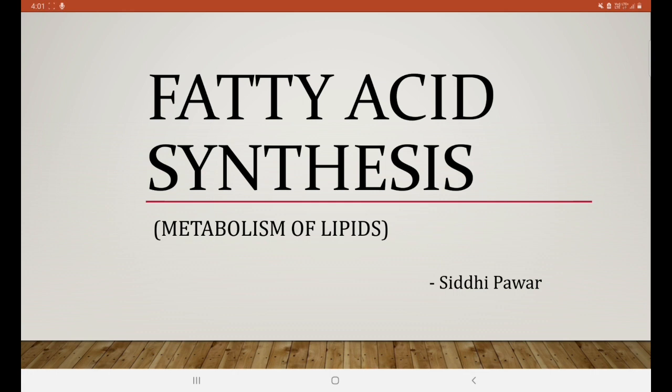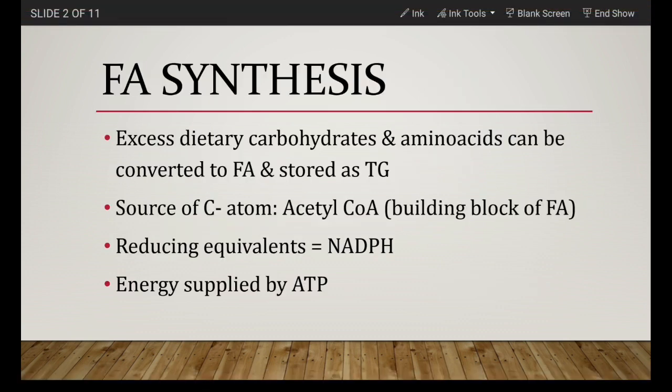Now, why is there fatty acid synthesis? The dietary carbohydrates and amino acids, when consumed in excess, are converted to fatty acid and stored as triglycerols, so that when there is need of energy in case of starvation, they can be used. For fatty acid synthesis, the source of carbon atoms is acetyl-CoA, which is known as the building block of fatty acid. The reducing equivalent is NADPH, and the energy supplied for FA synthesis is by ATP.